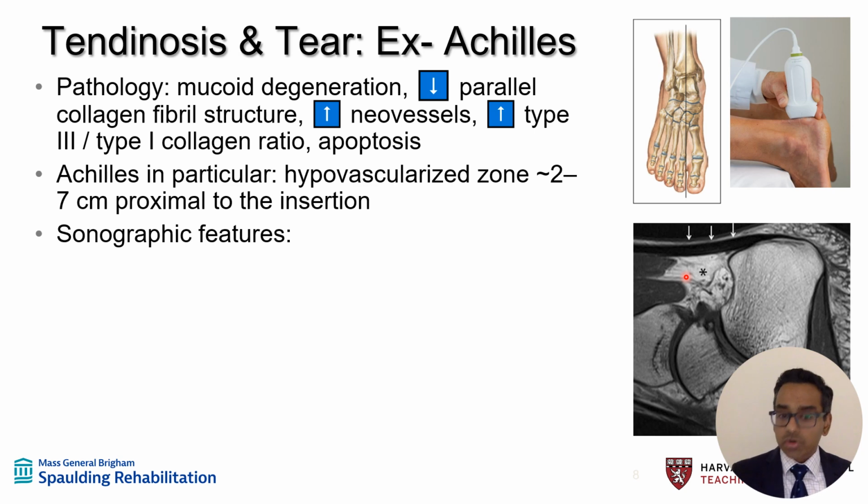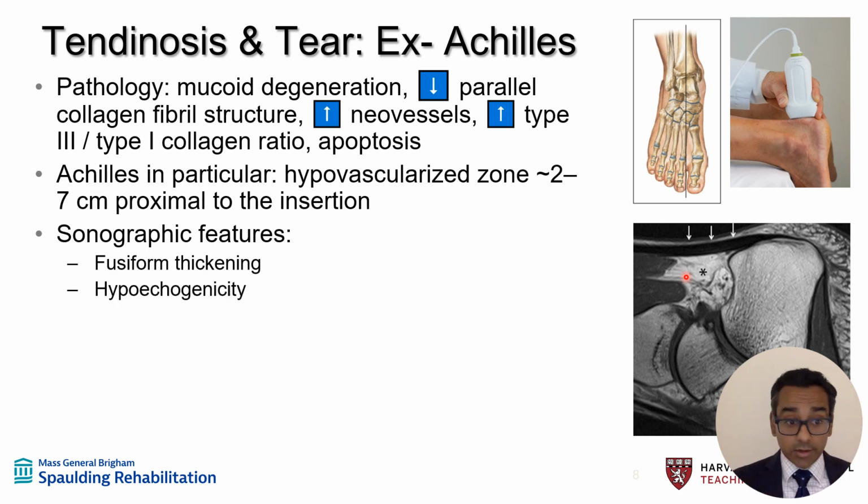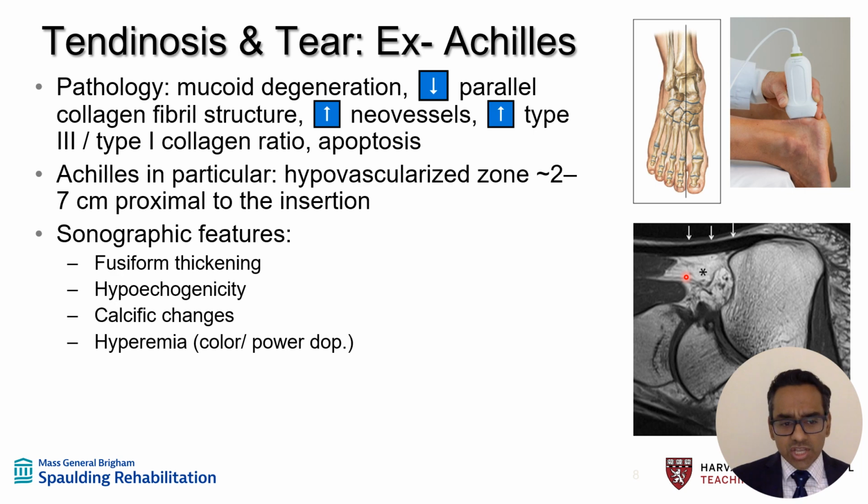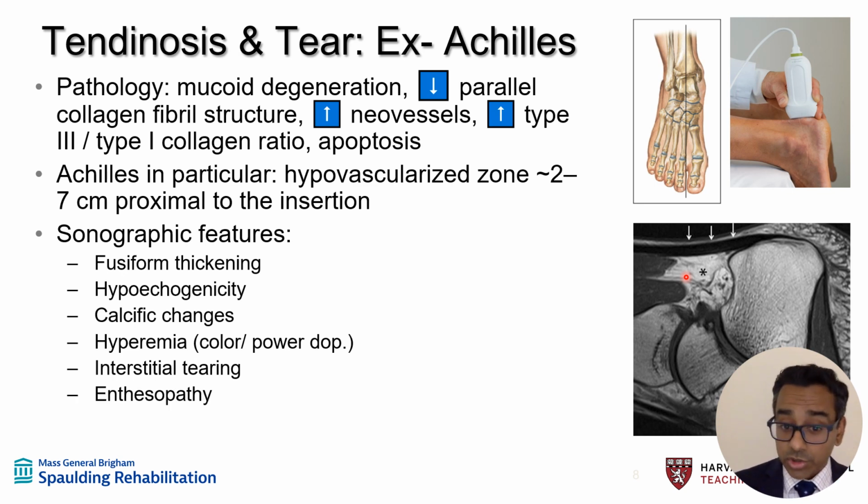The classic sonographic findings that you'd expect to see is what we call fusiform thickening, meaning swelling along the axis of the tendon, not just one focal area. You'll also see hypoechogenicity, or dark areas in the tendon when looking with ultrasound. You can sometimes see some calcification changes, that same hyperemia like we talked about before, and some hypoechoic signal in the tendon itself consistent with some interstitial or partial tearing.